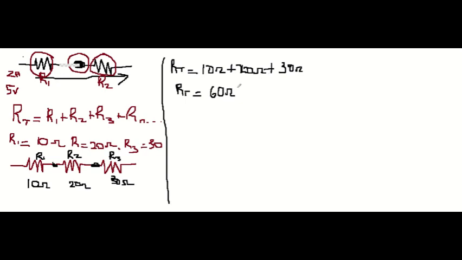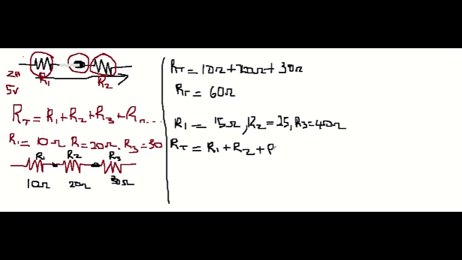Now let us look at another example. So R1 is equal to 15 ohms, R2 is equal to 25, and R3 is equal to 40 ohms. Now remember the formula. RT is equal to R1 plus R2 plus R3.